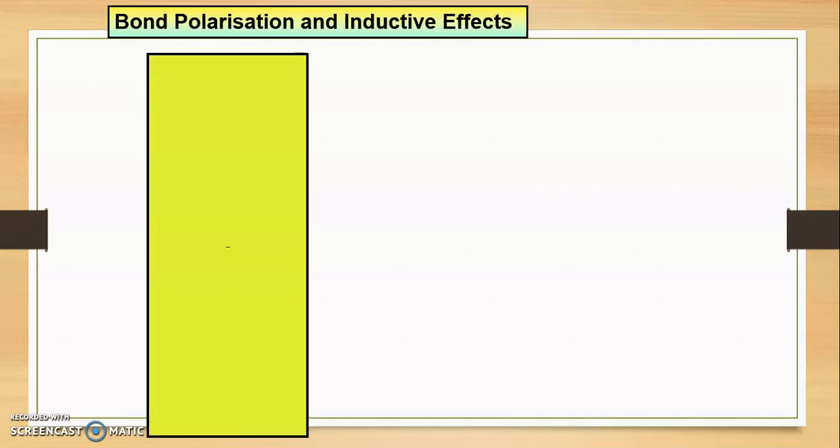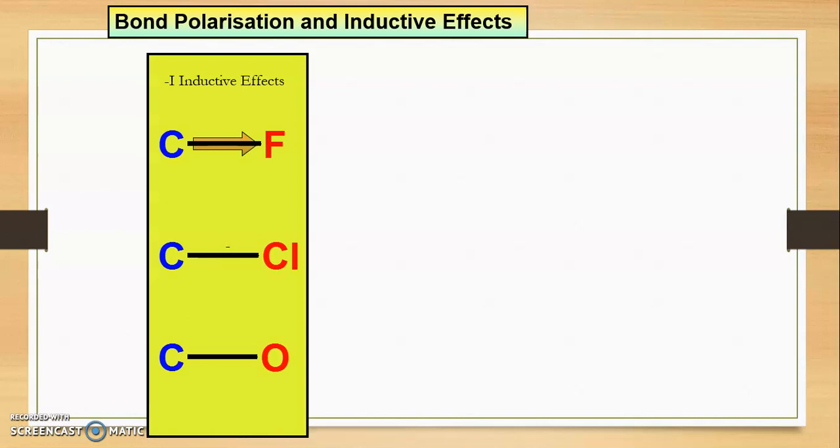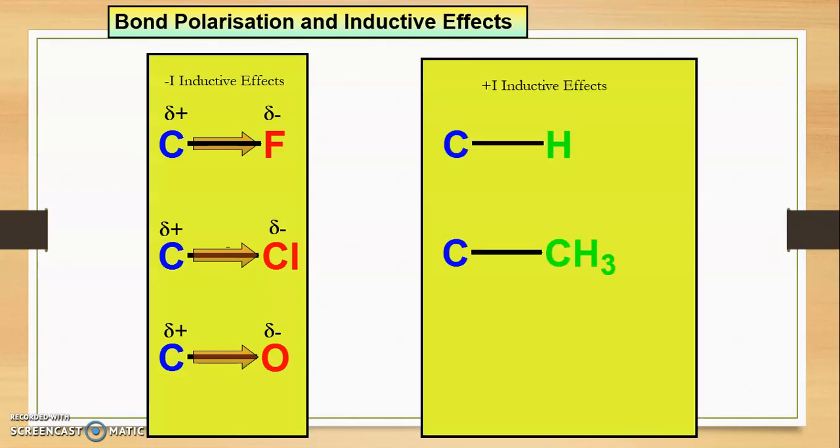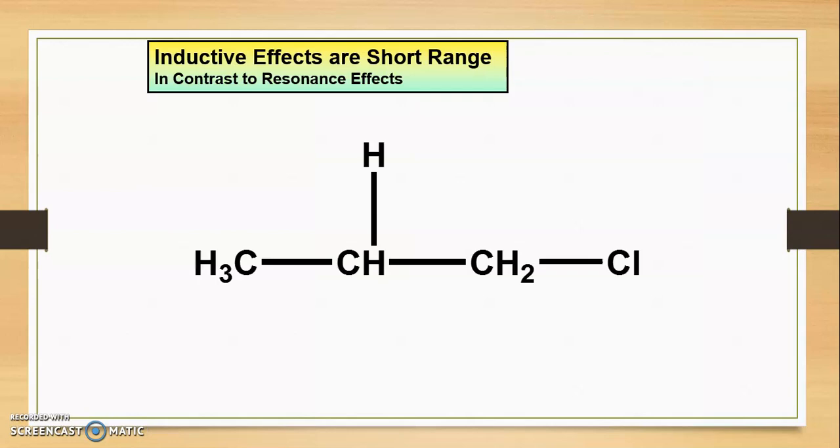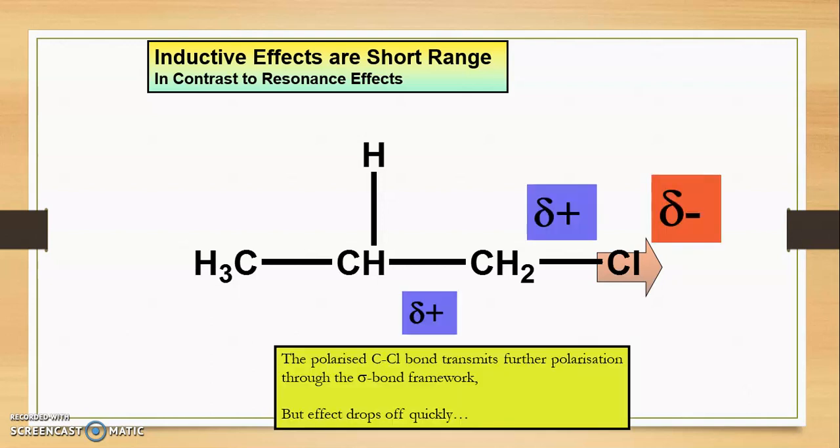Bond polarization and inductive effect. Minus I inductive effect: the CF group has more minus I effect because fluorine is more electronegative. Plus I effect: CH3 thrice. Inductive effects are of short range in contrast to the resonance effect.